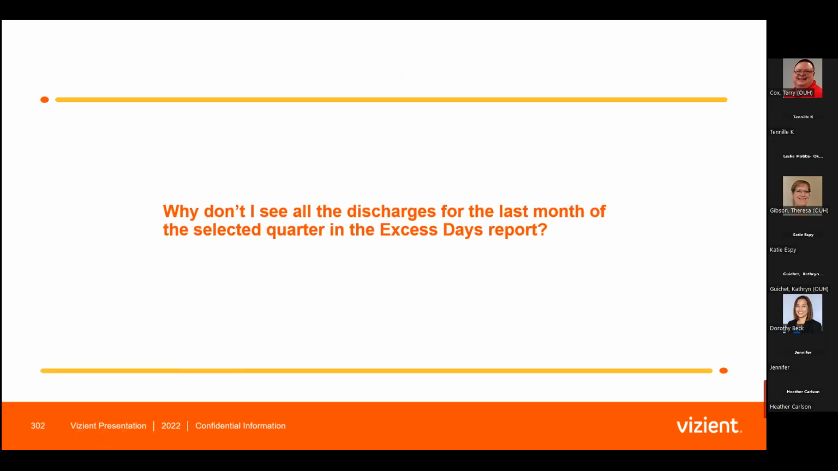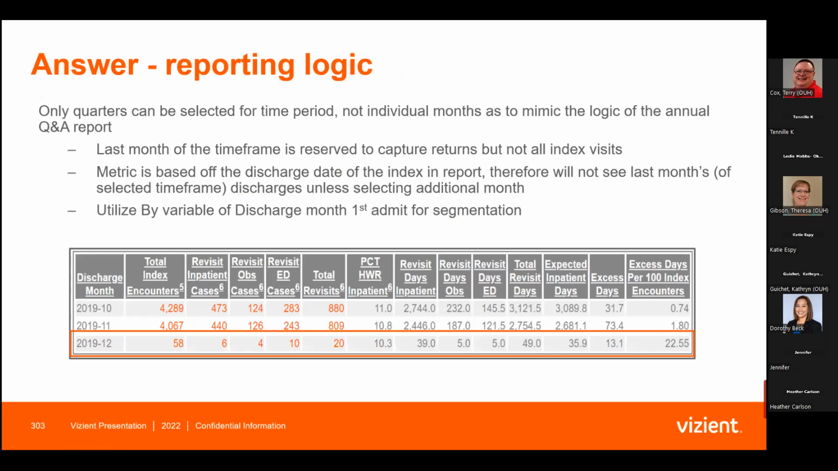So let's just go through a couple FAQs. This goes back to that functionality I was talking to you all about, that it's hard coded to only look by quarter. So why don't I see discharges for the last month of the selected quarter in the excess days report? Here's a perfect visual of that. I chose quarter four of 2019. This is just a dummy data example. You see October, November, December, but in December, look at that total index encounter volume. It drops significantly, right? From 4,000 cases to only 58.